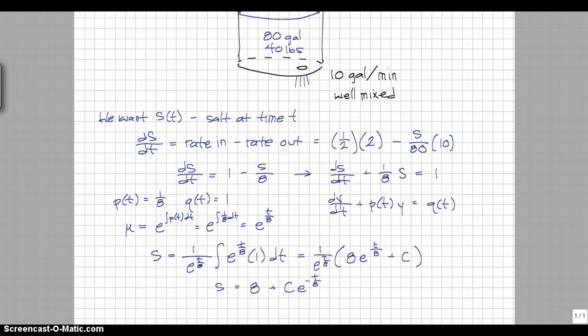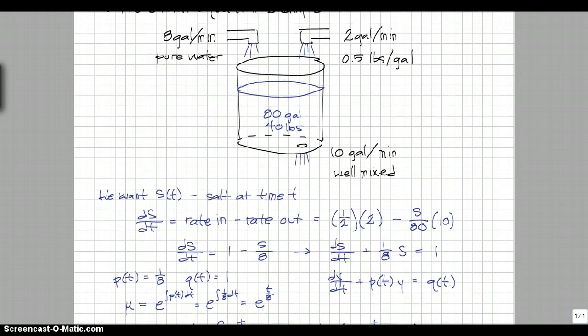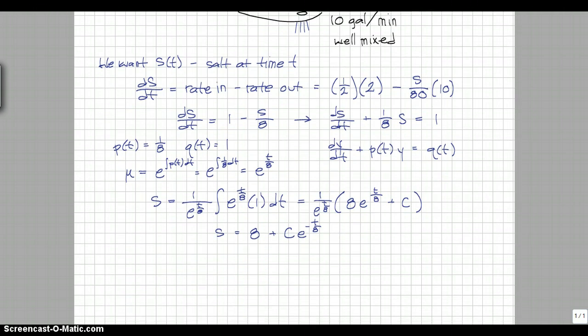So let's go back up to where we can see our diagram again. We have our initial condition given right here on the diagram: 80 gallons of water containing 40 pounds of salt at time t equals 0. So let's say S of 0 is equal to 40. This is our initial condition for the problem that we're going to come down and use to find C.